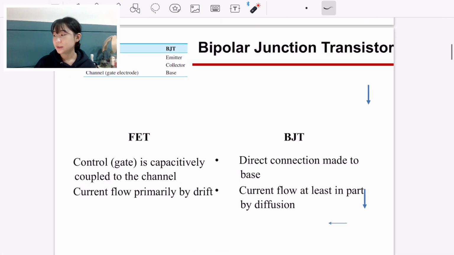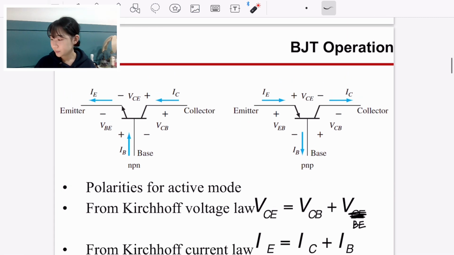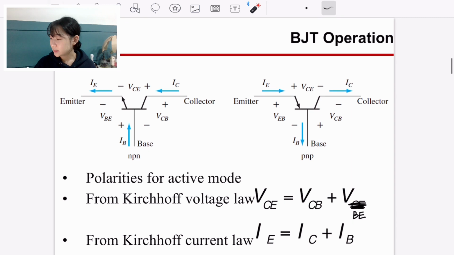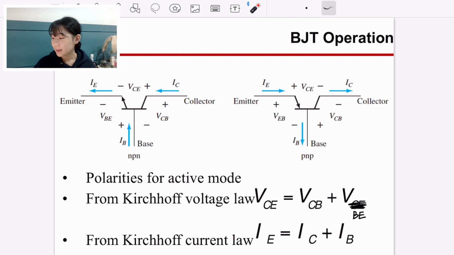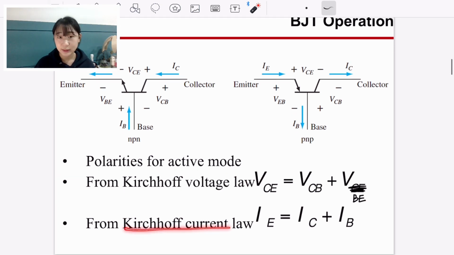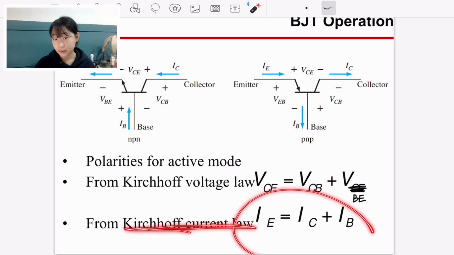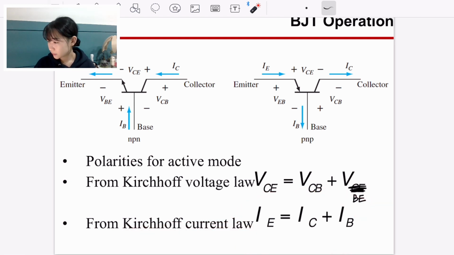Let's see the BJT's operation. By KVL, this is the relation between BJT's voltages. And by KCL, this is the relation between currents in BJT. This relation is very important.